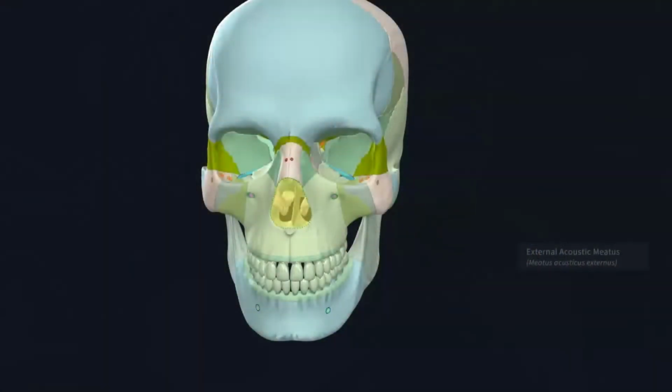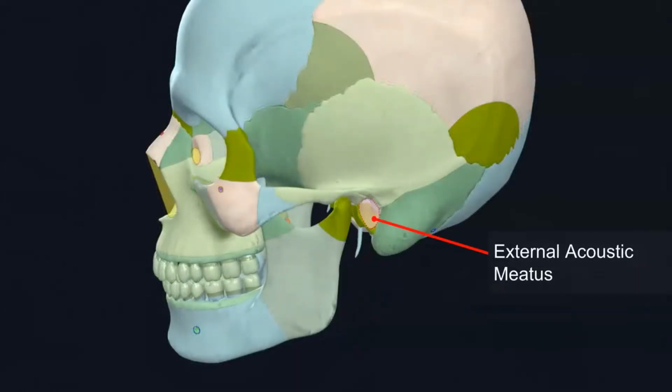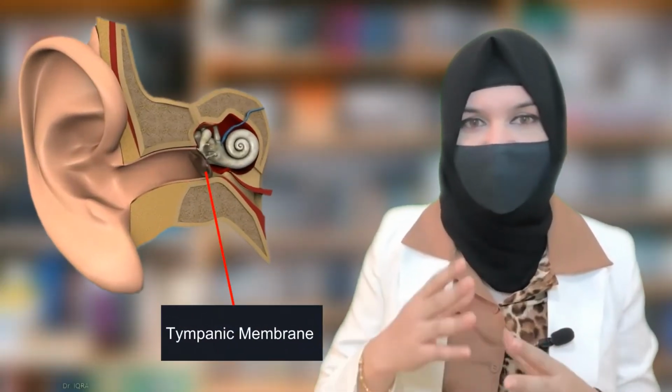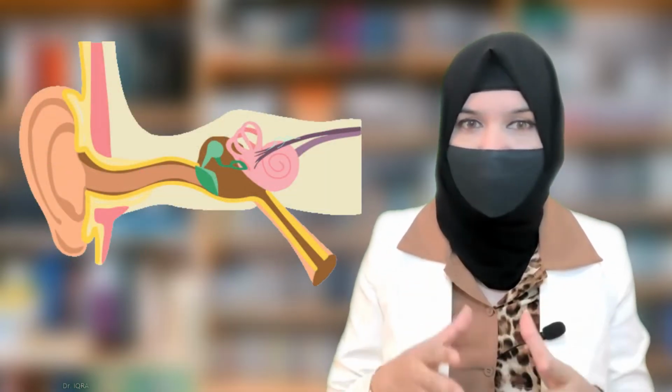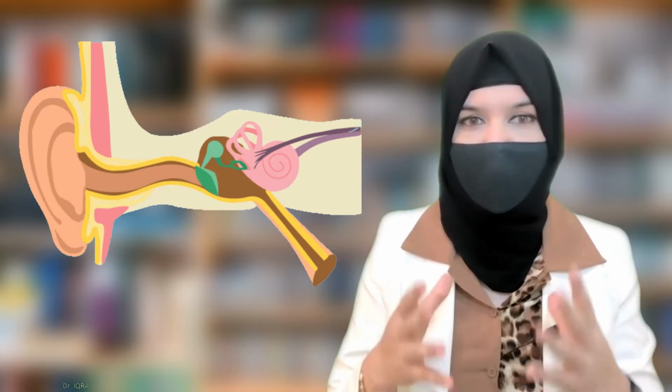Then we have the acoustic meatus. The external acoustic meatus is a tubular passageway found in each temporal bone at the anterior aspect of the mastoid process. Together with the auricle, the acoustic meatus detects sound waves and directs them to the tympanic membrane. However, it does not allow the human ear to hear some frequencies like infrasound and ultrasound.